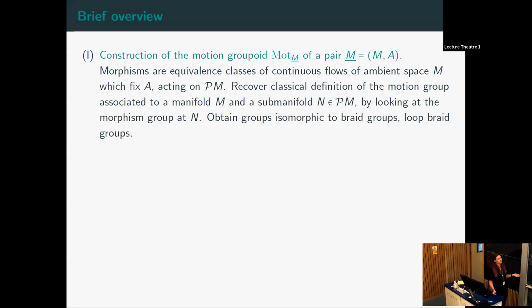And in this way, we can obtain groups isomorphic to the familiar braid groups and perhaps familiar to some, loop braid groups.